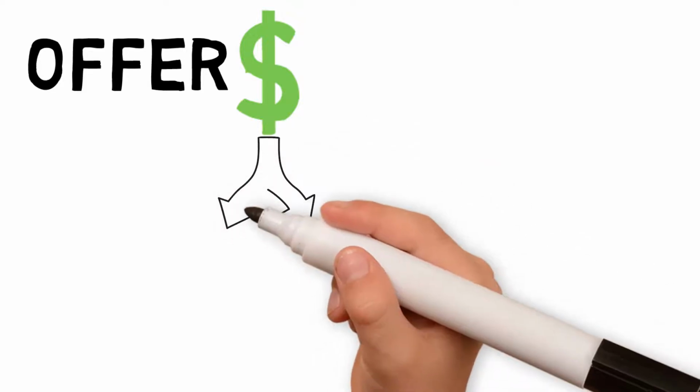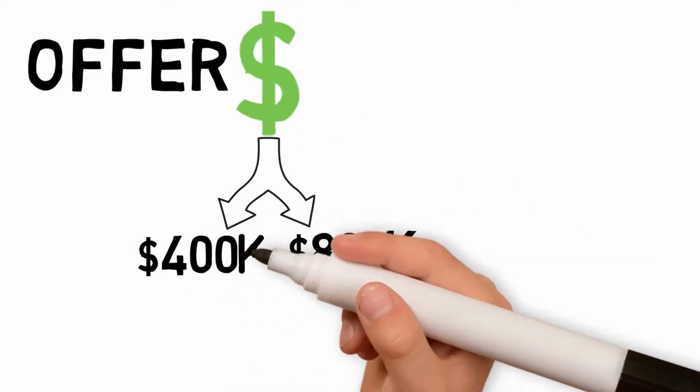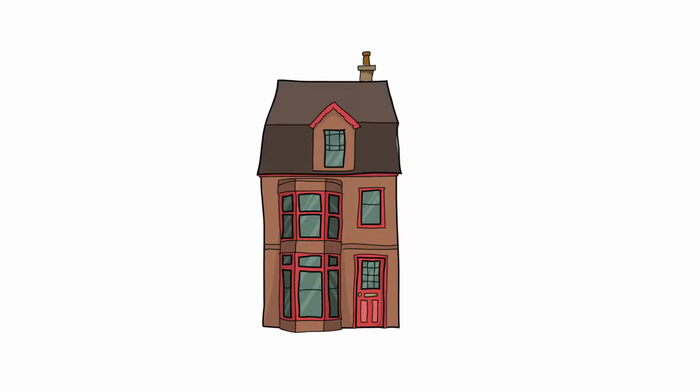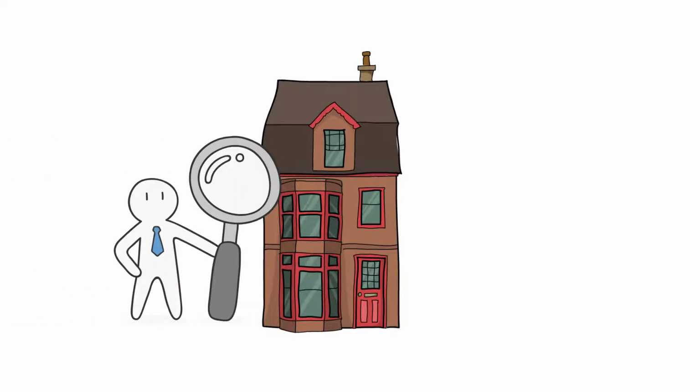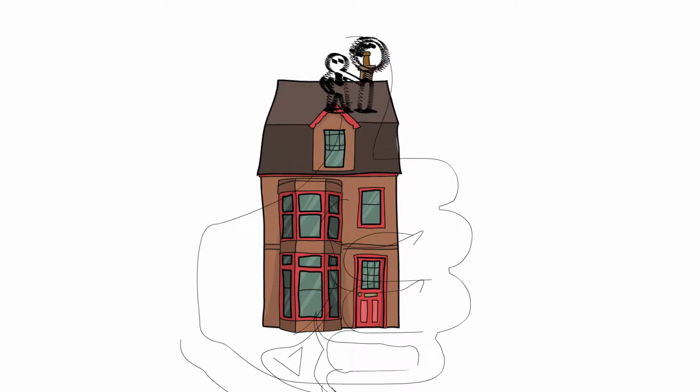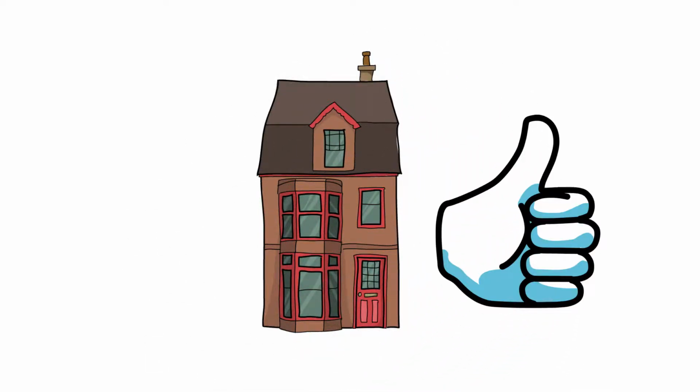When you submit an offer, you submit an offer at a certain value. The value could be $800,000 or $400,000. It just depends on you. Then your lender will come out and perform an appraisal on the property to make sure that the appraisal and the property came in at value. And if it did, then you could remove your appraisal contingency.